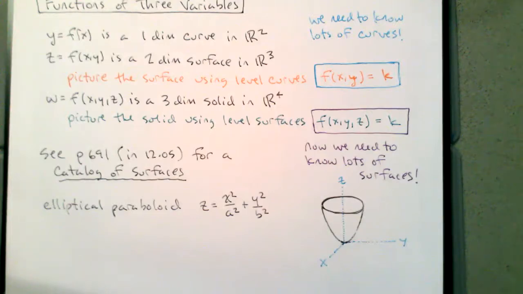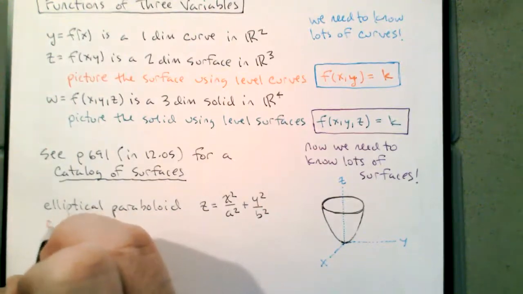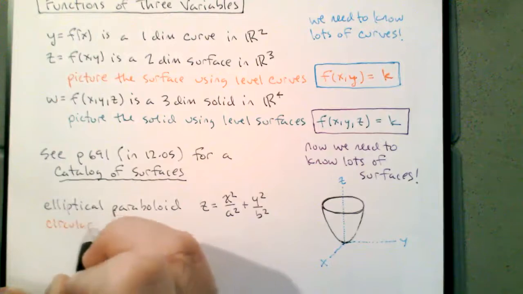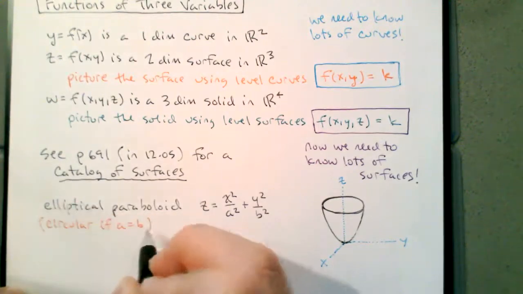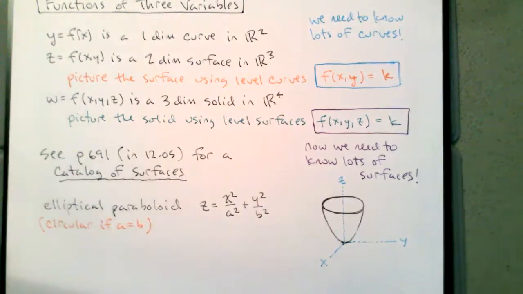We can make a circular paraboloid if a squared and b squared are equal. If a equals b, we get a circular paraboloid. So if we encounter a function where we have an x squared and a y squared with the same sign and a z with a different sign, then we can think of the level surfaces as these elliptical paraboloids.